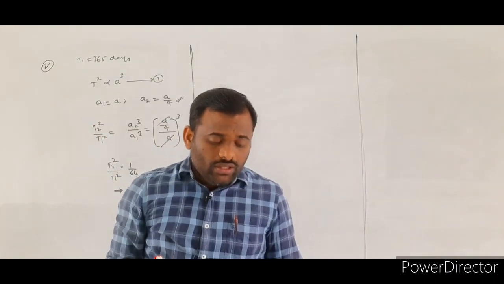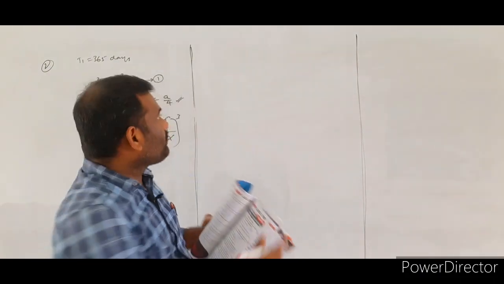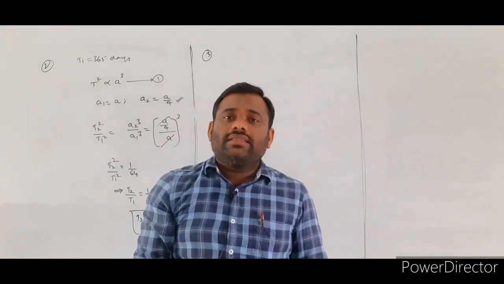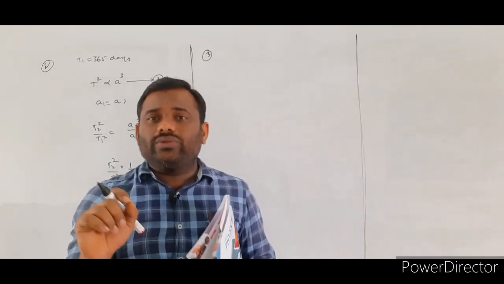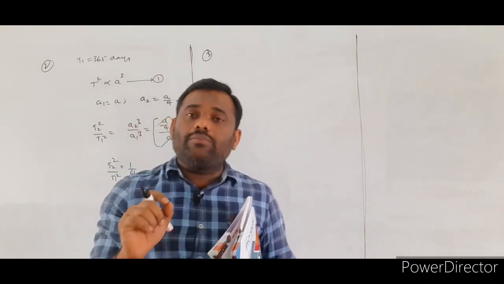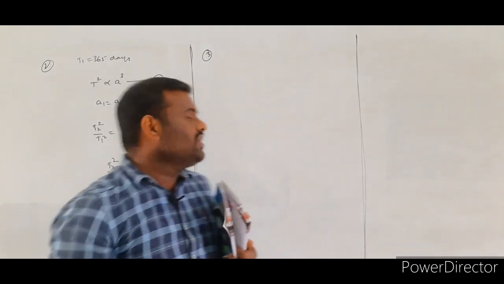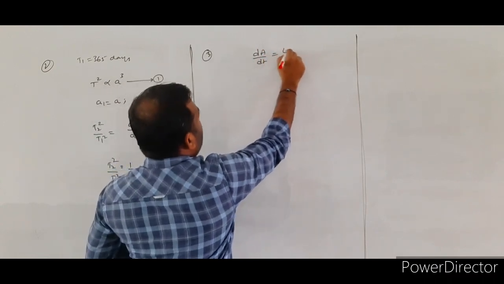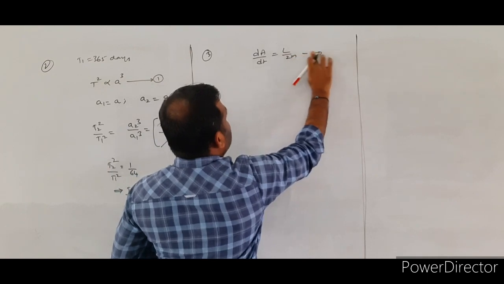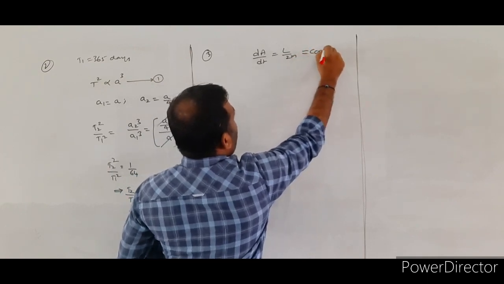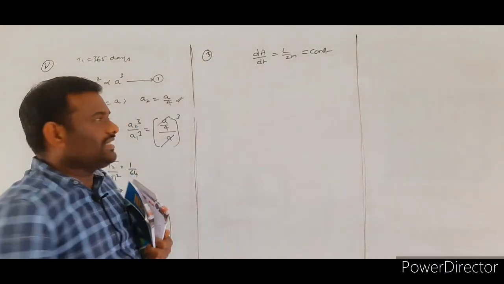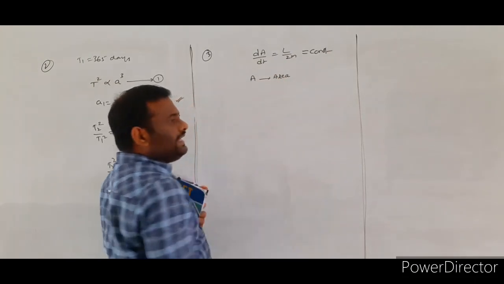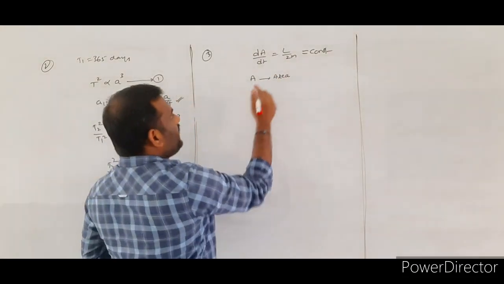Next, problem number 3, an important one. This problem is based upon Kepler's second law. What is Kepler's second law? The radial vector joining the planet to the Sun sweeps out equal areas in equal time intervals. So, according to Kepler's second law, we write dA by dt is equal to L by 2m, which is equal to a constant.